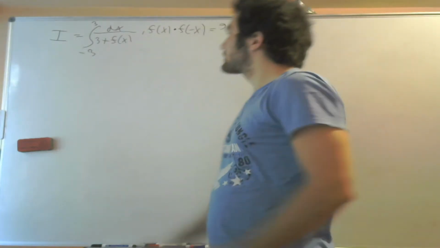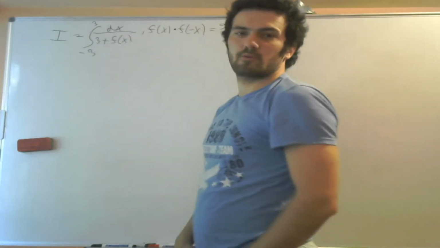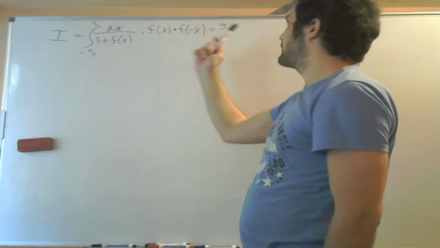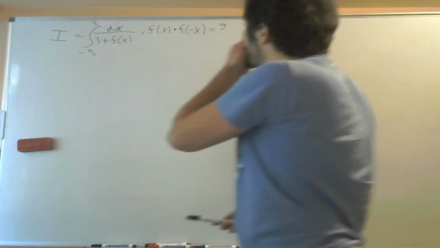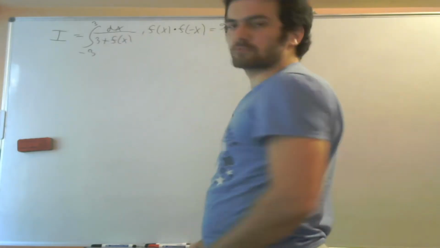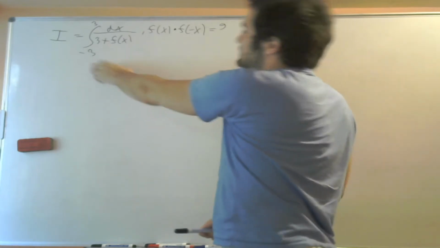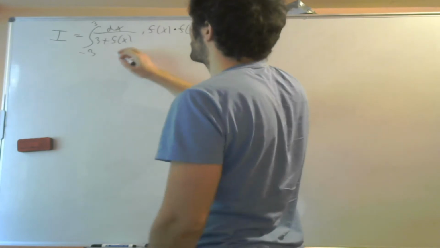In this video we will consider an integral from -3 to 3 of dx over 3 plus f of x, and the condition f of x times f of negative x equals 9. Alright, so how will we approach this problem? This condition is given to us and the interval is symmetric, so let's try and introduce a substitution.